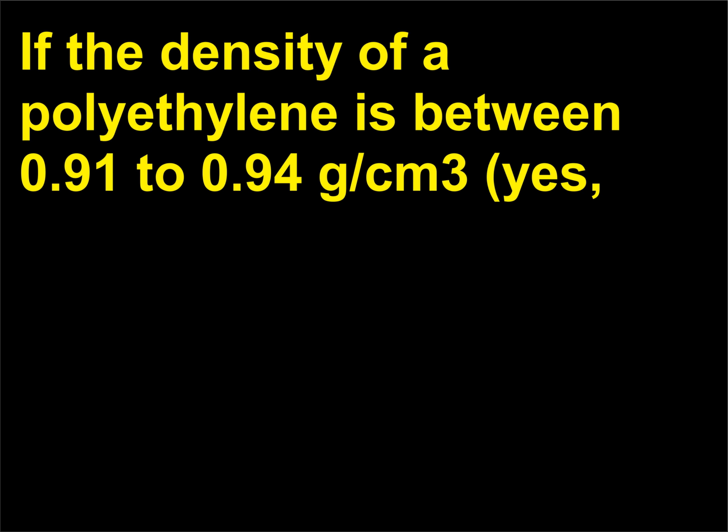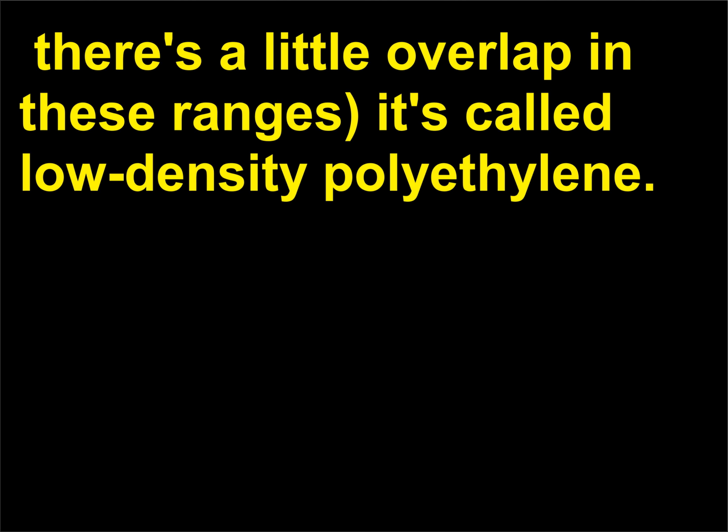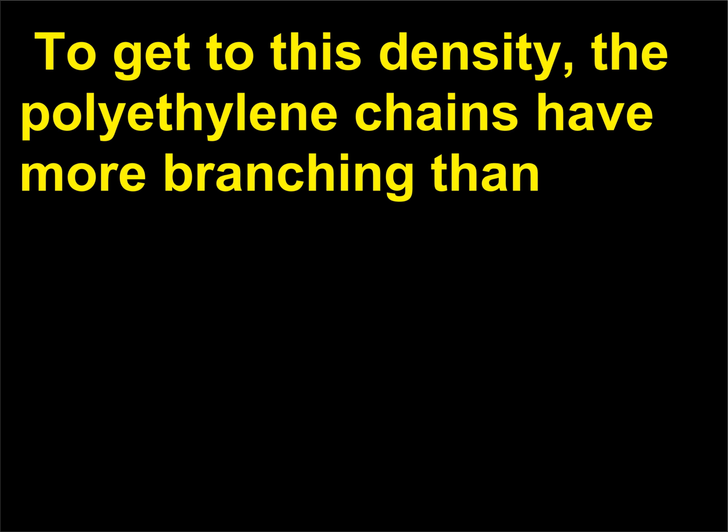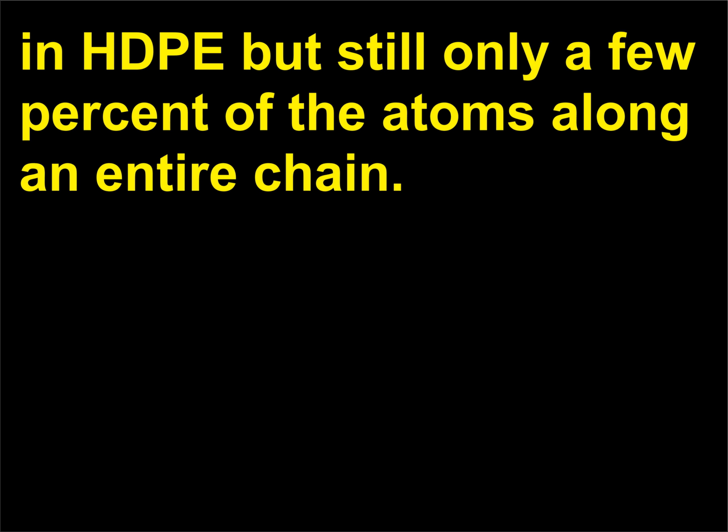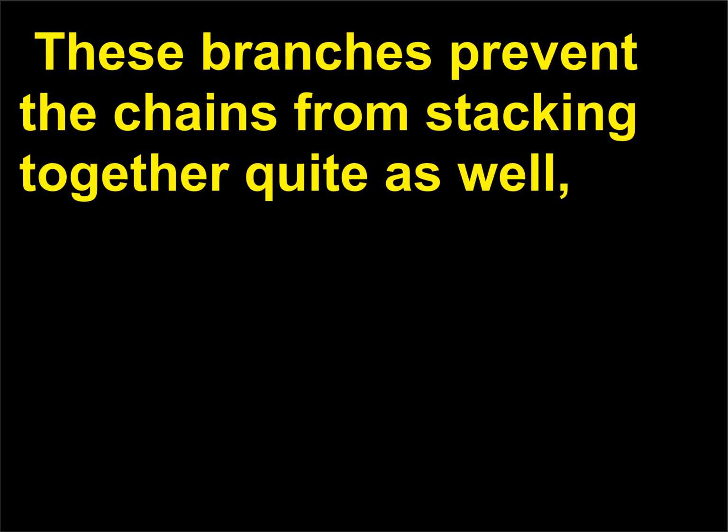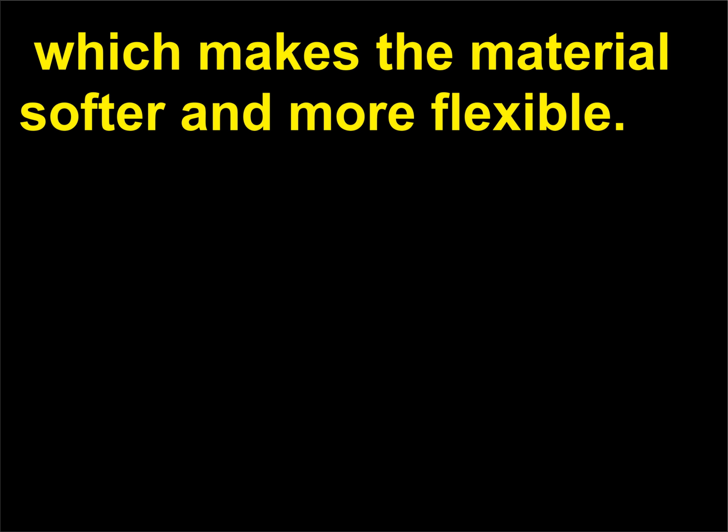If the density of a polyethylene is between 0.91 to 0.94 g/cm3, yes, there's a little overlap in these ranges, it's called low-density polyethylene. To get to this density, the polyethylene chains have more branching than in HDPE, but still only a few percent of the atoms along an entire chain. These branches prevent the chains from stacking together quite as well, which makes the material softer and more flexible.